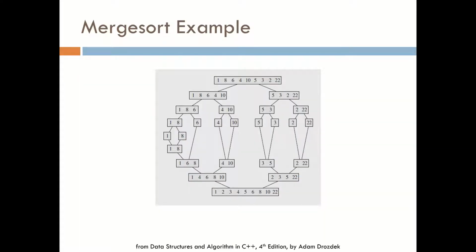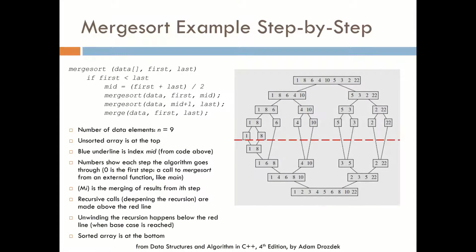Okay, now here is an example sort of from end to end. The idea is that we're starting with this unsorted sequence at the top, and we're going to go through various function calls, recursive function calls, and merging using the merge function to get to this final sequence that's at the bottom, which is in fact sorted in ascending order. So let's do a step by step.